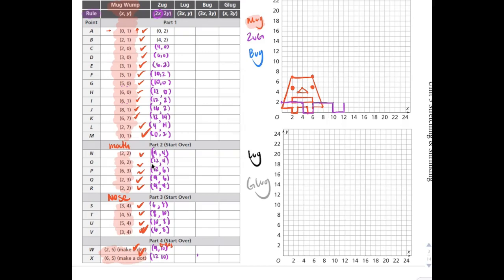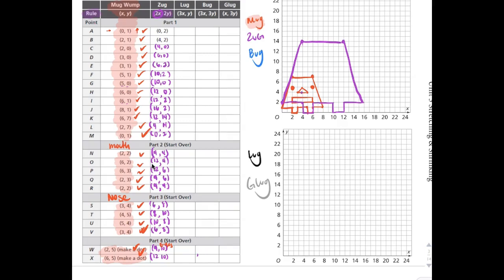Then I go all the way to 16, then 12, 14, 12, 14. Cool. Connect these dots there. 4, 14. There is Zug. Now Zug and Mug are going to be similar to each other because they are the same shape, just different sizes.